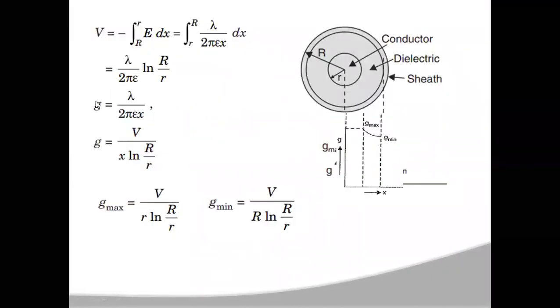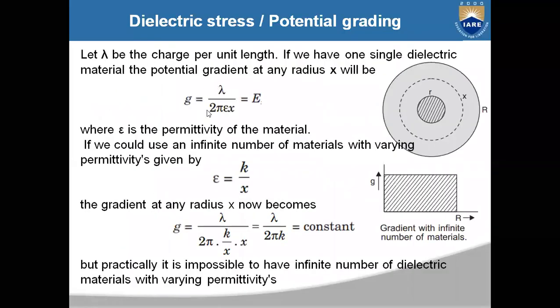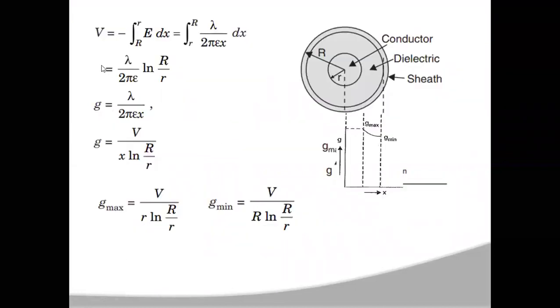11:10. So your value G is equal to lambda by 2 pi epsilon from this expression. So in place of lambda by 2 pi epsilon, you can write Gx, right? So V will be equal to Gx into log capital R by r, you can get. So from this, the value of G will be V by x into log R by r. Okay, so this is the potential gradient or dielectric stress expression in terms of operating voltage and distance x.